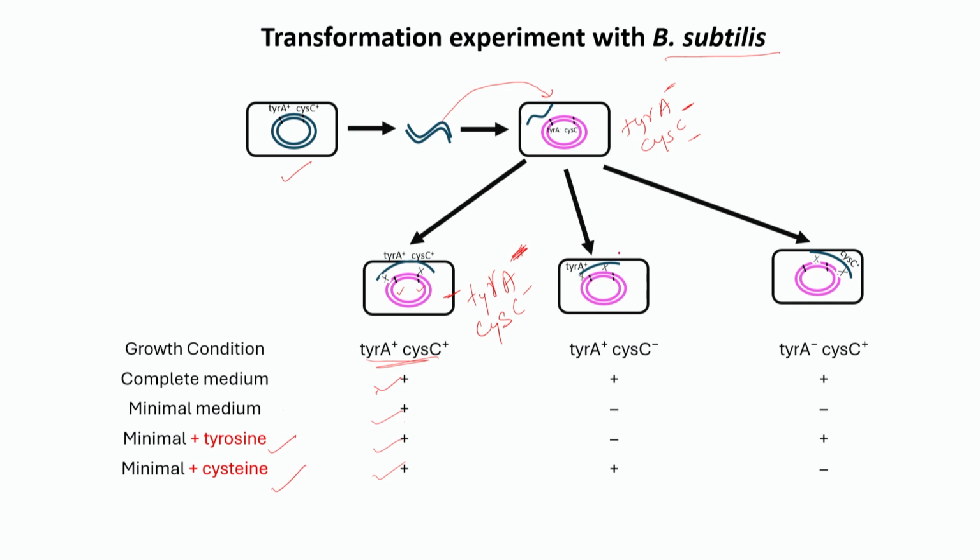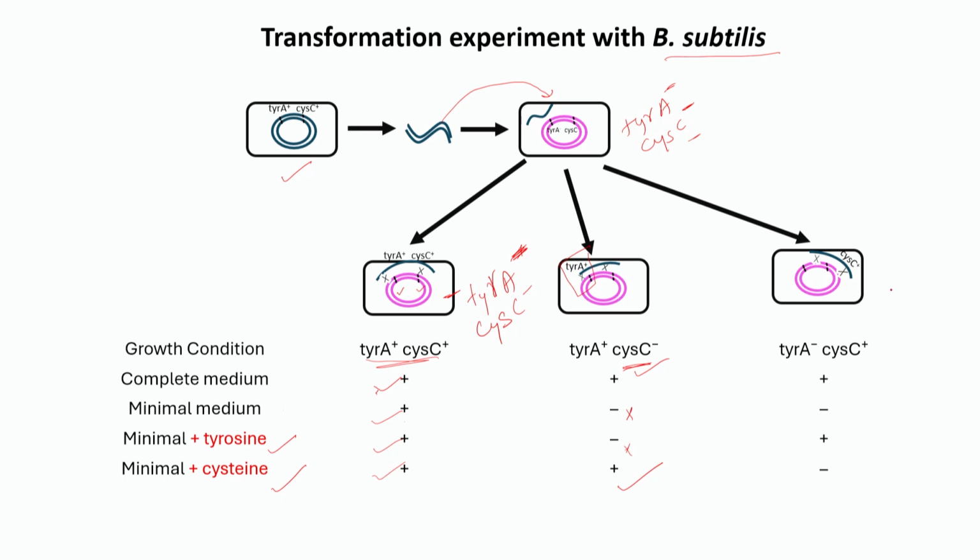Now, if you come to the other possibility, that out of the two, only tyrosine gets the chance to recombine. If this recombination is happening, you can see on complete media it will be growing fine, on minimum media it is not growing. Why? It is not growing because it is still deficient in cysteine. So, if you add tyrosine, it will not grow because it needs cysteine. It can make tyrosine, but it does not have cysteine. It will grow only on the plate which has cysteine on it.